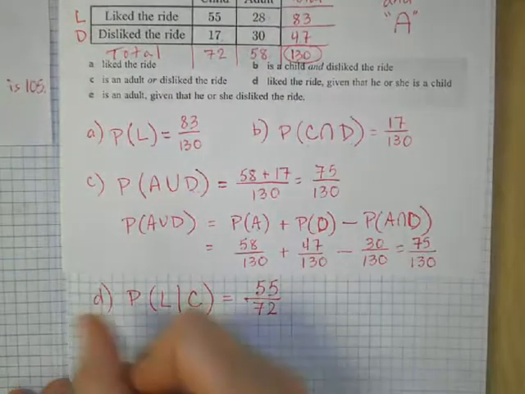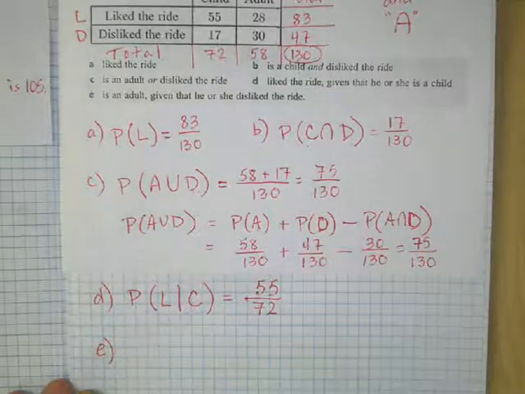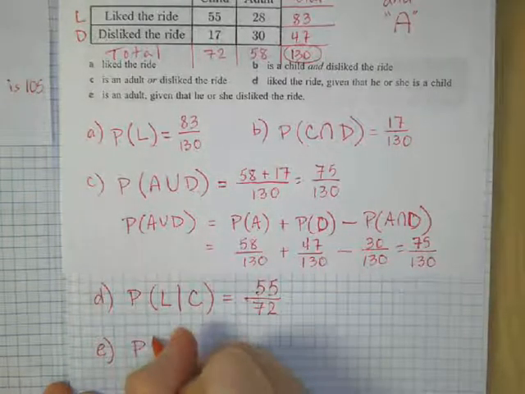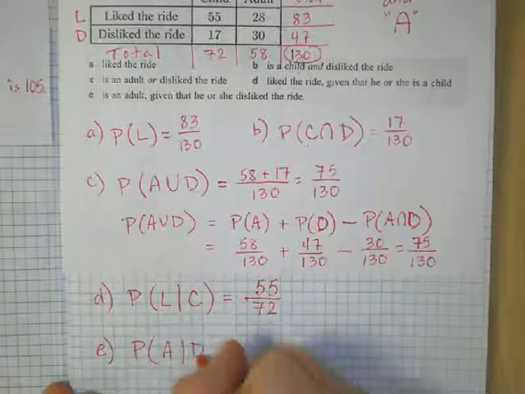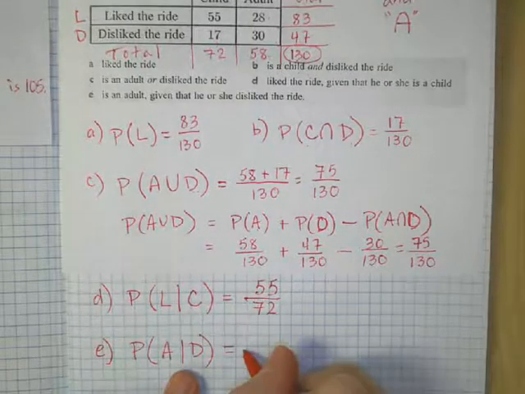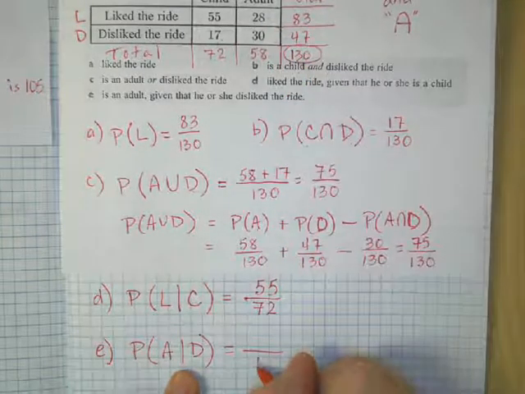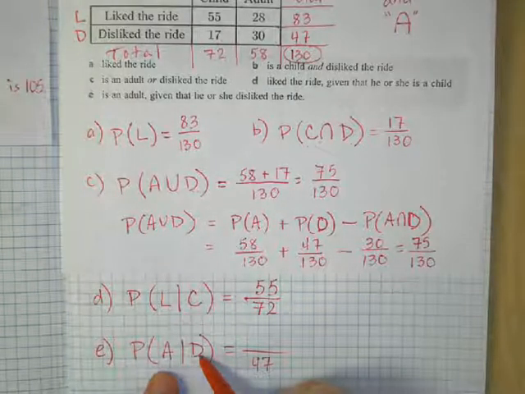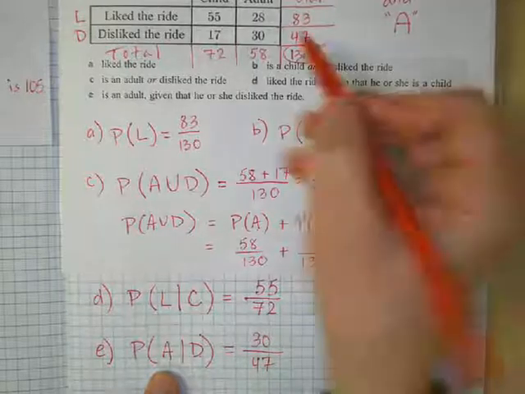Okay, so A, B, C, D, E, last one. I swear I'm not going to do any more after this. All right, probability that the person is an adult given that he or she disliked the ride. So I'm only looking at people who disliked the ride. The total number of people who disliked the ride is 47, so that's my denominator. From those people, I only want the adults. There were 30 adults who disliked the ride. And that's it.